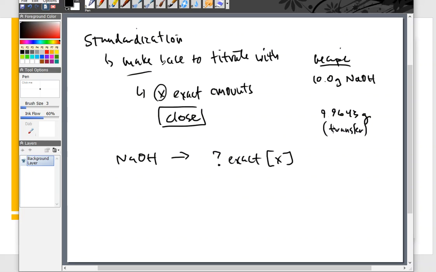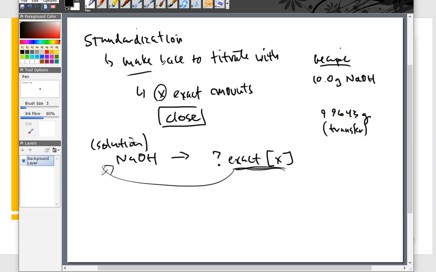So there is a process that I have to go through for my mistake. And that process is called standardization. It allows me to get the exact concentration of the sodium hydroxide that I have made in the laboratory. But it doesn't have to be just sodium hydroxide, folks. It's the concentration of any solution that I have made. And there's different standardization procedures based on what I'm trying to standardize. Hopefully that makes sense.